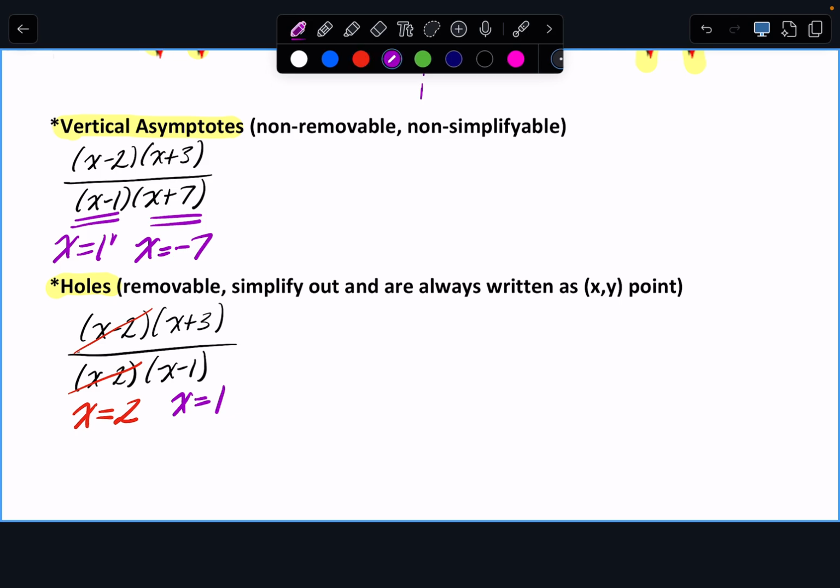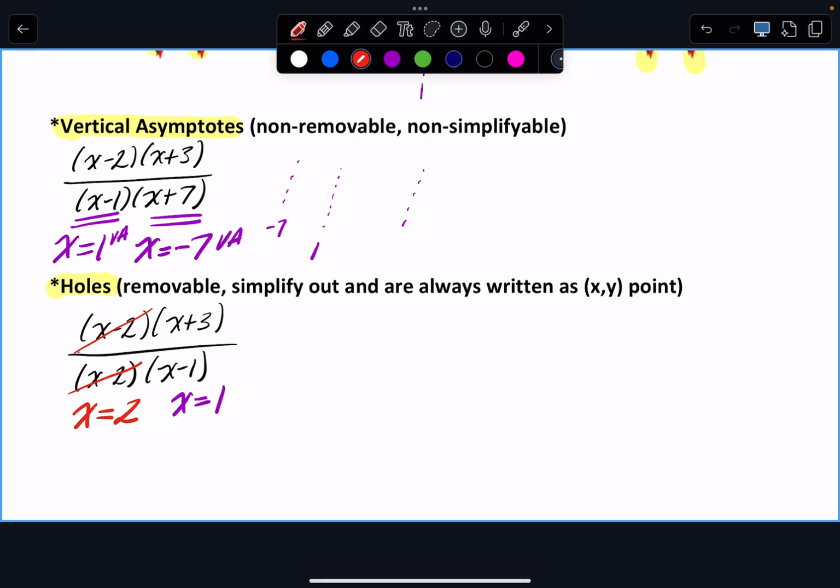You would say, okay, is this a vertical asymptote or hole? Well, does x minus 1 divide out? No. So it's a vertical asymptote. Does everyone see what I'm saying? Is -7 a hole or vertical asymptote? Well, does x plus 7 divide out? Then it's a vertical asymptote. So you would have a vertical asymptote at 1 and at -7. Okay, but look right here.